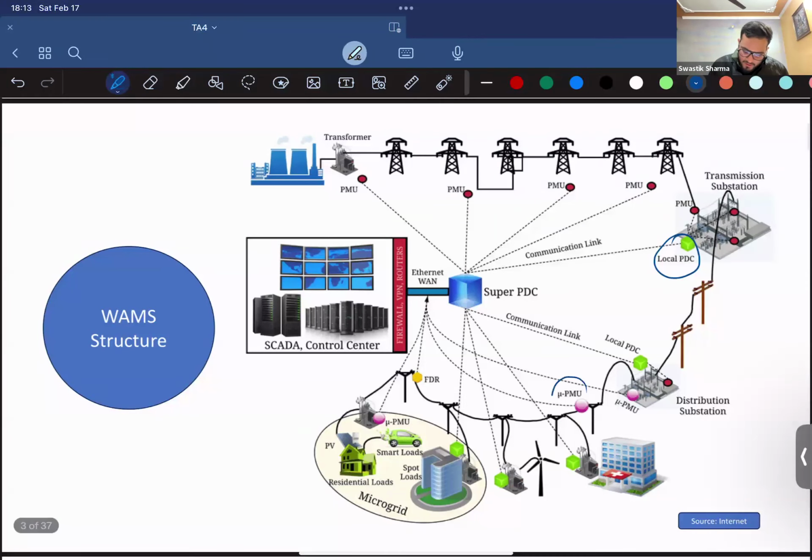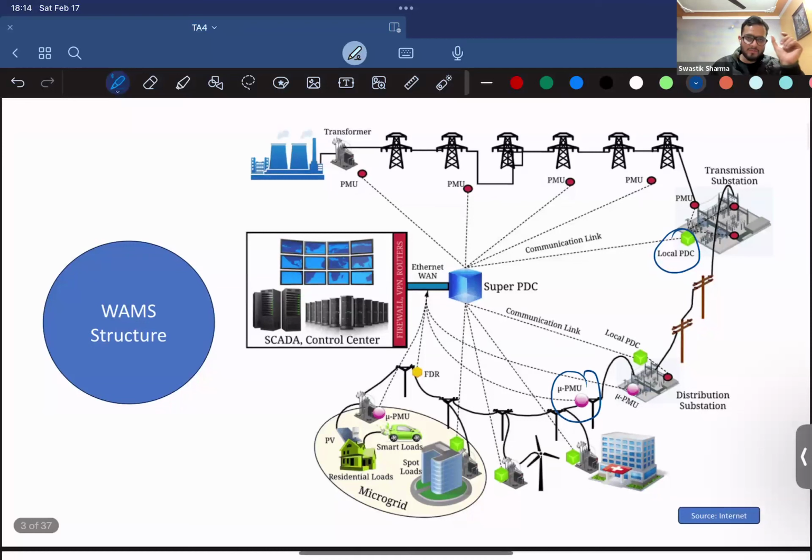For distribution systems, you have another thing. It's called micro PMU. So why micro PMU? First, they are a bit smaller in size. Second, their time resolution is quite high. Because in distribution, you have so many different kinds of disturbances happening, right? You switch on a load, you switch off a load. It's a disturbance, right? To monitor those, you need a larger resolution of data, right?